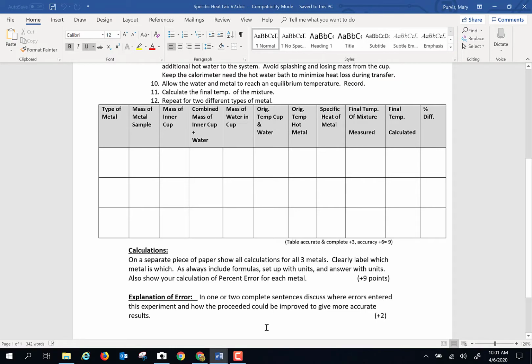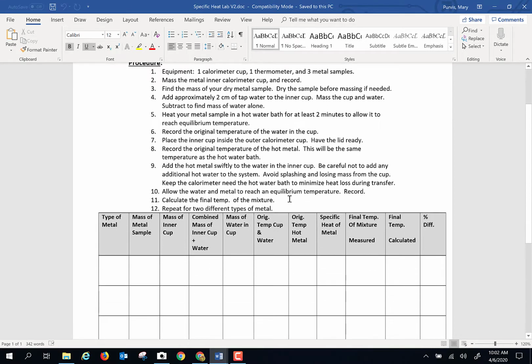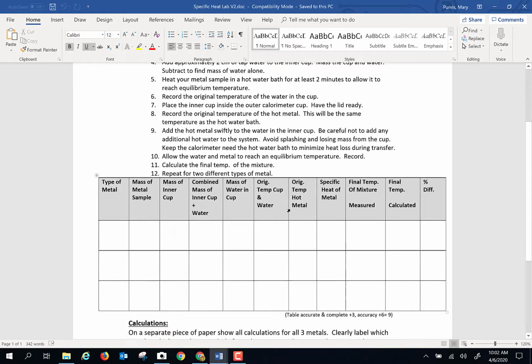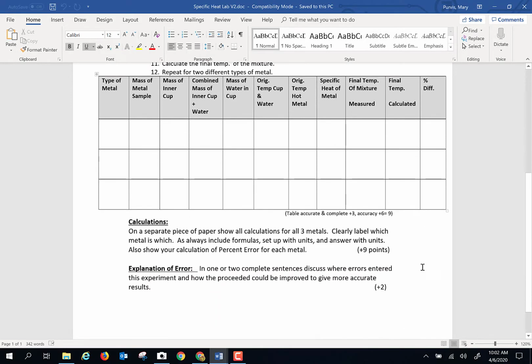We have 2 versions. We have the one that's in your packet, and we have the more updated one for the do-at-home version. This is the one that you have in your packet. Now, I've designed the do-at-home one so that you can use the same data table, and what you are basically turning in are the calculations. And then I have added, instead of an explanation of error, I have added to show me the percent error, percent difference calculation, and then a different question.